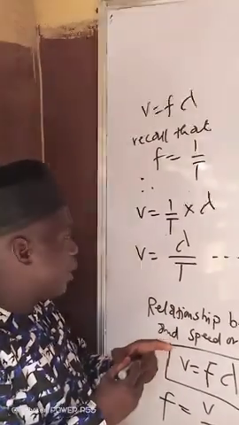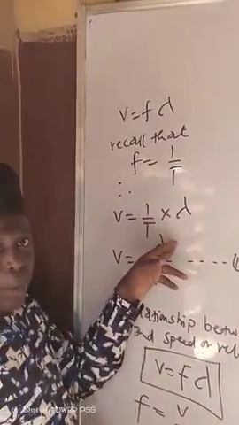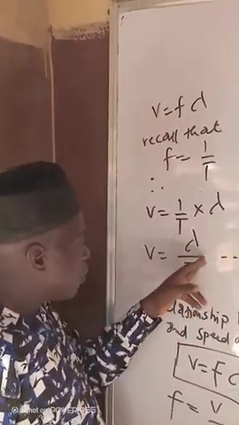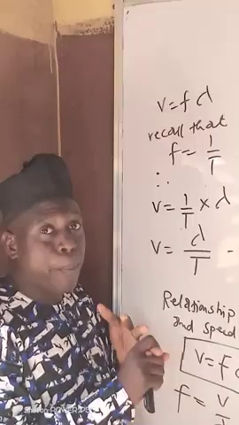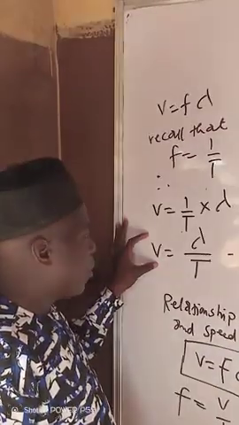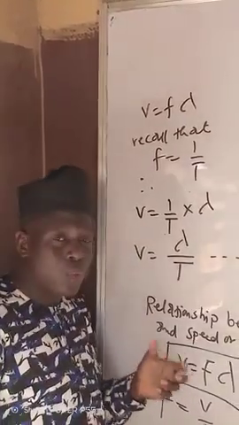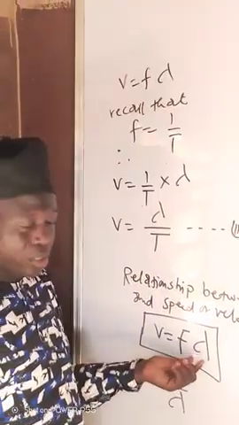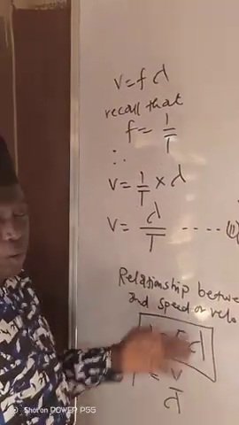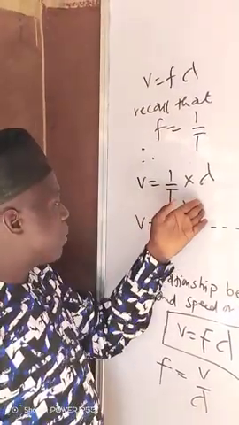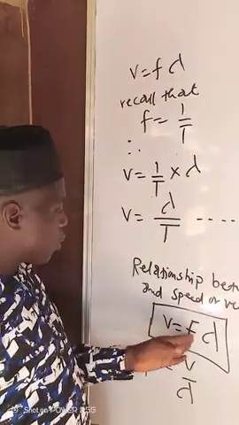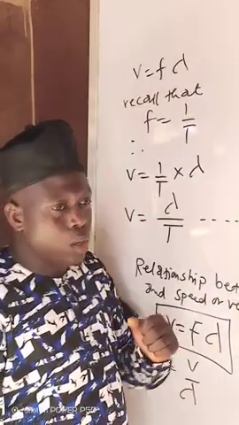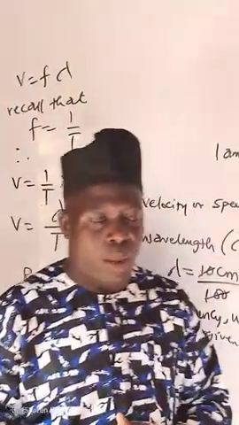If the parameters we are given are wavelength, and the question asks us to calculate the velocity, if we are given both wavelength and what? And period, we are going to use this formula to calculate the velocity. But if what we are given is frequency and wavelength, we are going to apply this formula. Now, we have two formulas to calculate the velocity. Velocity is equal to lambda over period, or velocity is equal to frequency times lambda. Depending on the nature of the parameters of the question that we are given.